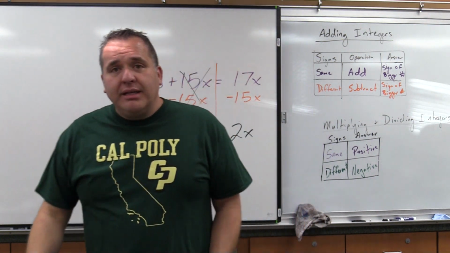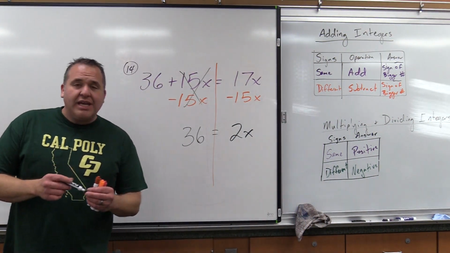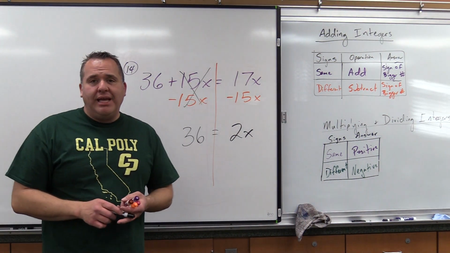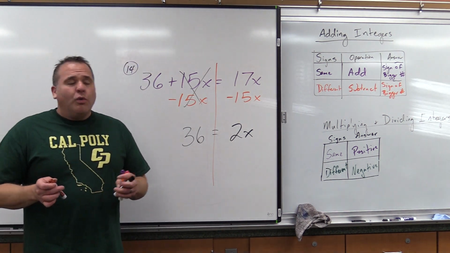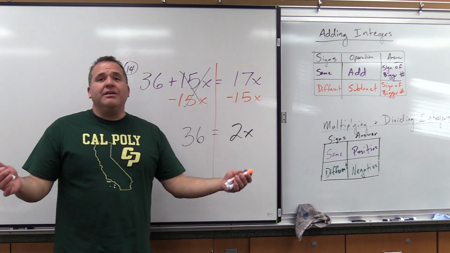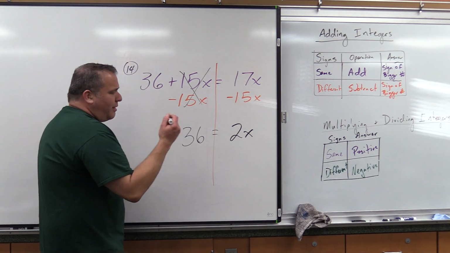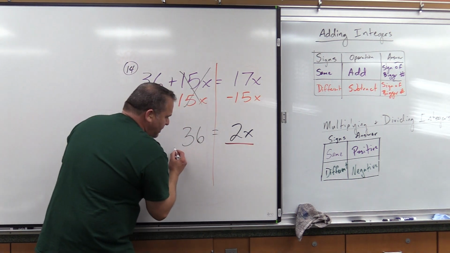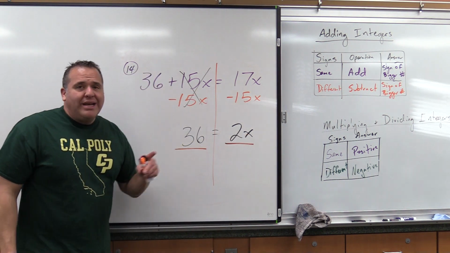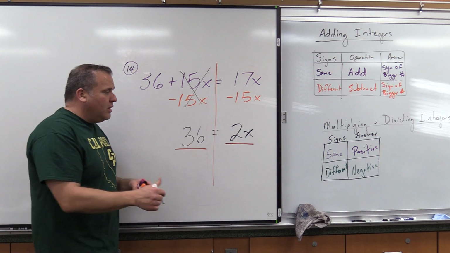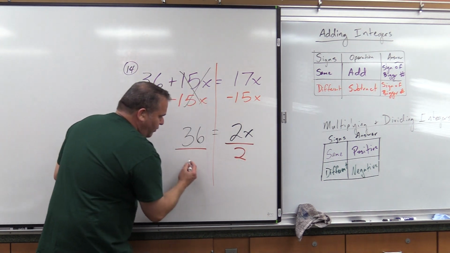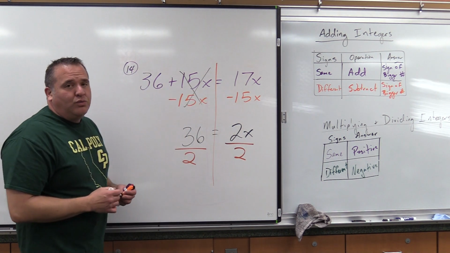And what are you going to do next? Well, now you have to get rid of what's being multiplied to x, right? That inverse operation business we keep talking about. So what is the opposite of multiplication? Division. So I'm going to divide both sides by the number that is right next to the x. And the number right next to the x is 2. So I'm going to divide by 2 and divide by 2.